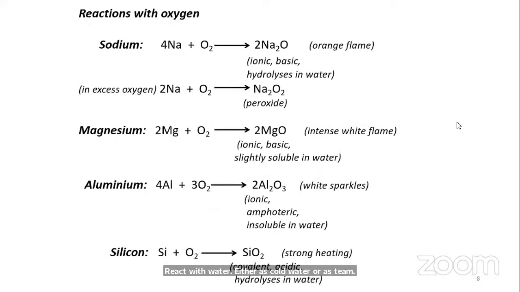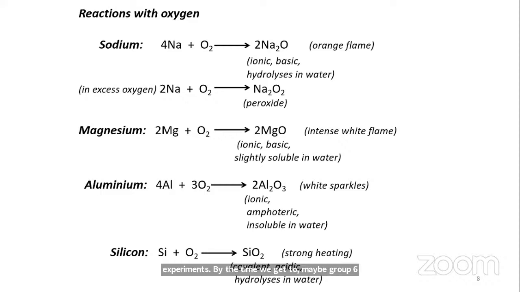Then the reaction with oxygen. Sodium reacts with oxygen, and when that reaction occurs, it occurs with an orange flame or a deep yellow flame. So when sodium reacts with oxygen, the reaction gives us sodium oxide, with a deep orange flame.